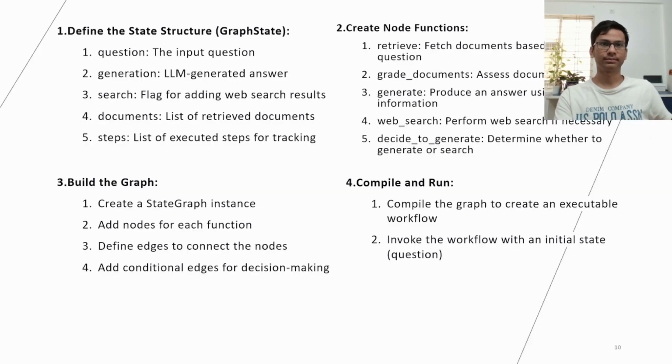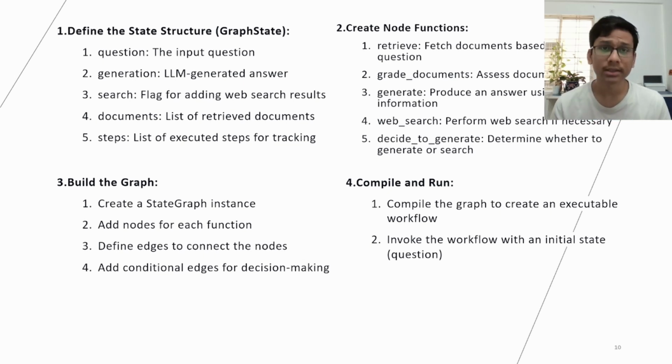CRAG workflow, right? First thing we do is we make our structure. We define a state for our answer, right? The state could have each of these attributes. It could have a question, it could have a generation, which is the LLM generated answer. It could have a search flag for indicating whether to search the web or not, and it could have a list of documents attached to it. It could also have some steps which we can use later for tracking, like if we want to know whether a query has used web search, or what sequence of steps it has gone through, we can know those steps.